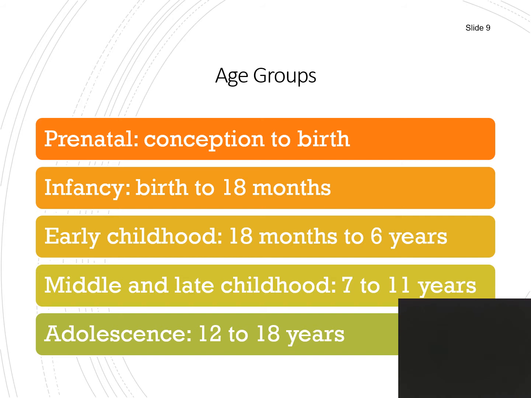The growth and development of children and adolescents can be divided into some common age groups. Prenatal, which is conception to birth. Infancy, which includes birth to 18 months. Early childhood, which is 18 months to 6 years. Middle and late childhood, which is 7 to 11 years old, and adolescence, 12 to 18 years old. Everyone's development and functional ability will be unique.